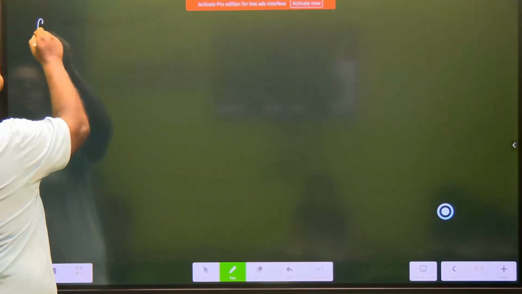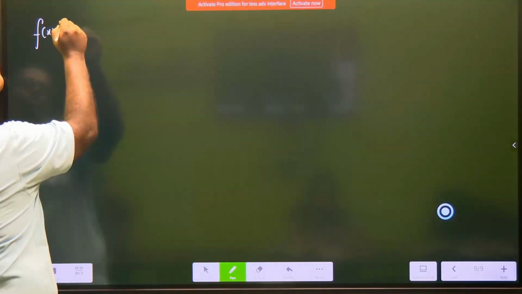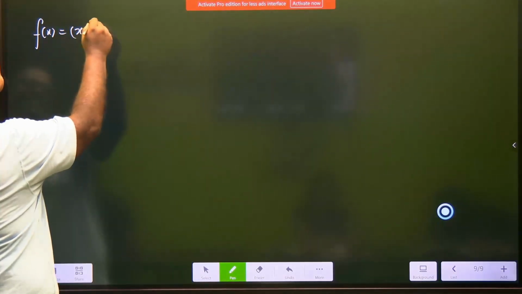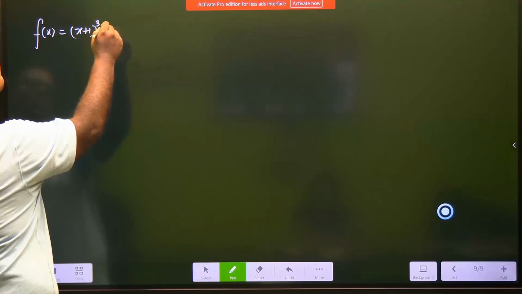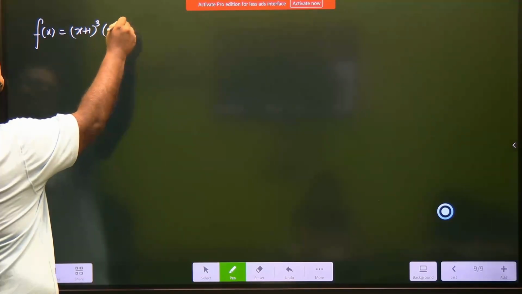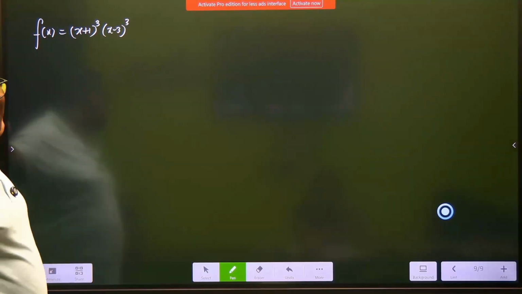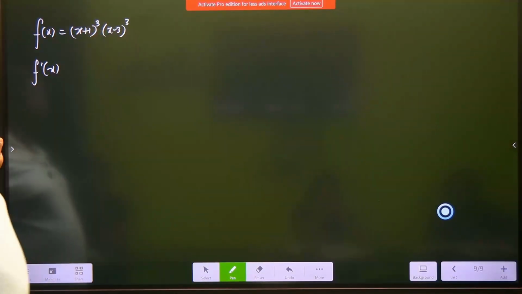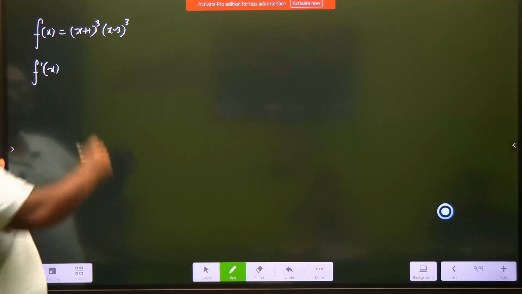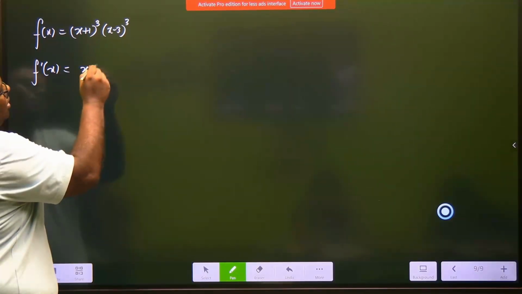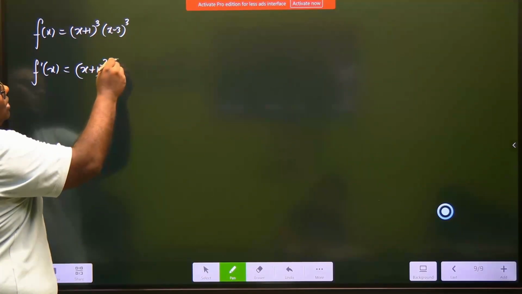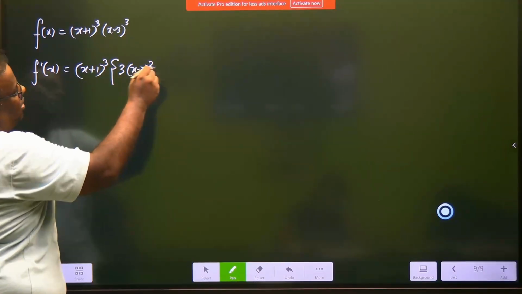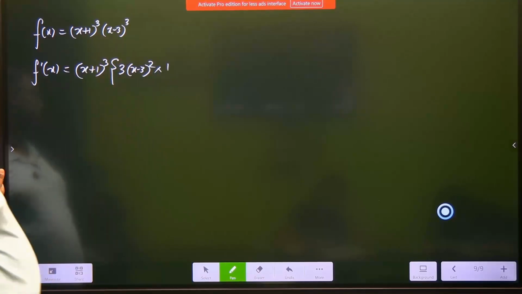Tell me, what is f(x)? f(x) is equal to (x+1) cube, multiplied by (x-3) square. You are struggling with differentiation. What do you take? This is u into v. First function into the differential of this, so that is (x+1) cube into 2(x-3) into 1, okay?